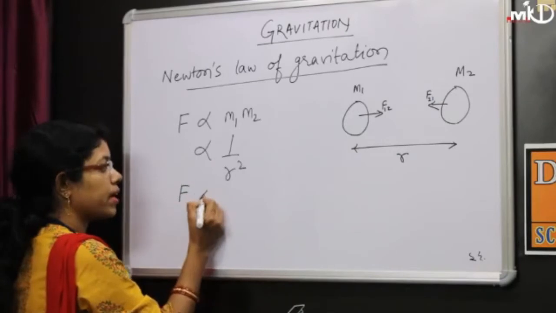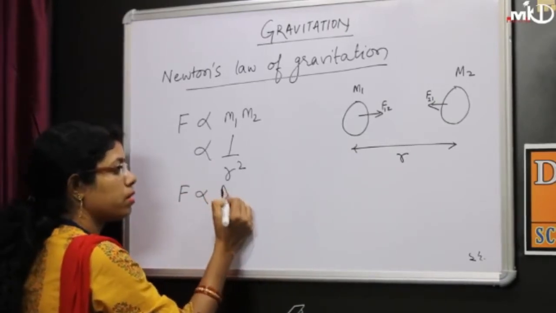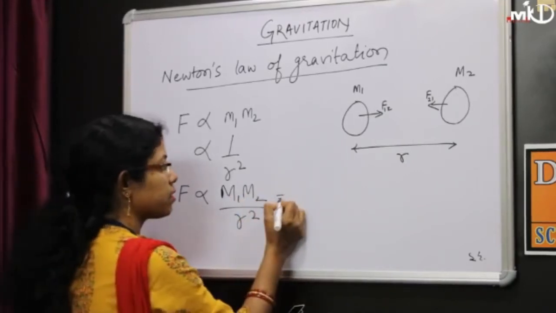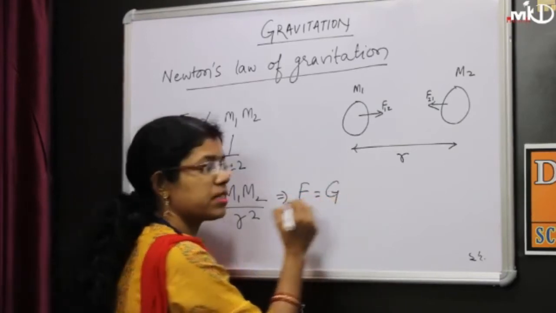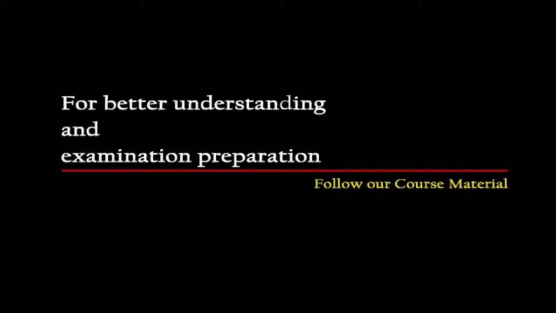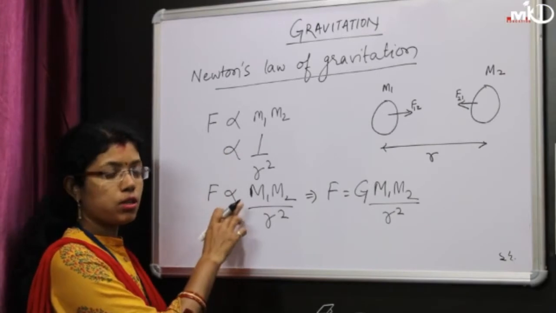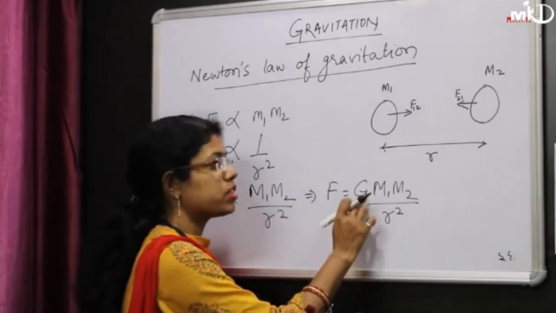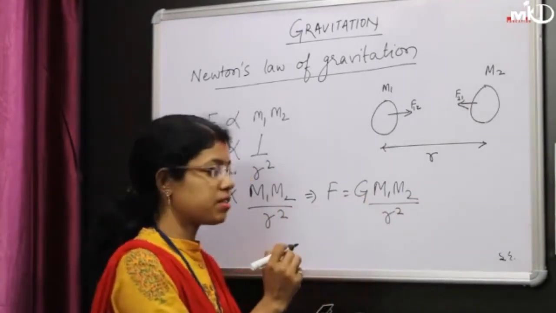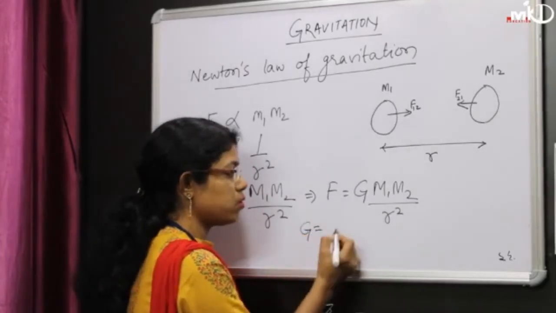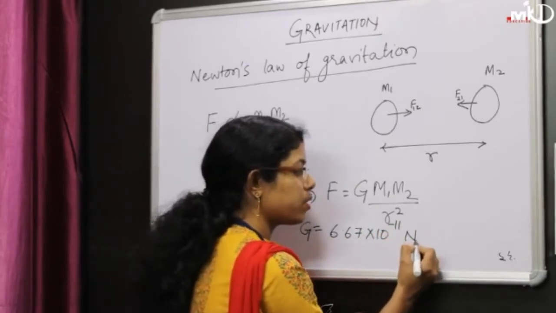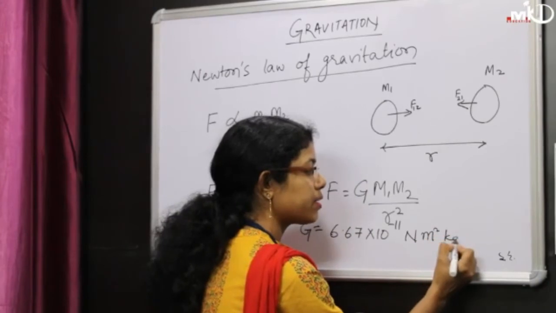So we can further write F is proportional to m1 m2 upon r square. F is equal to G m1 m2 upon r square, where G is a constant, the proportionality constant, called the gravitational constant. The value of G is 6.67 into 10 to the power minus 11 Newton meter square per kg square.